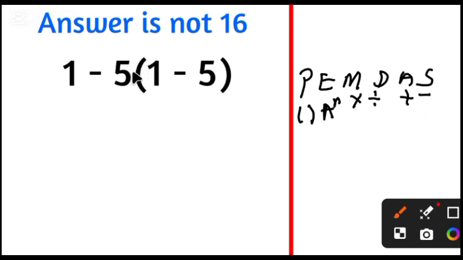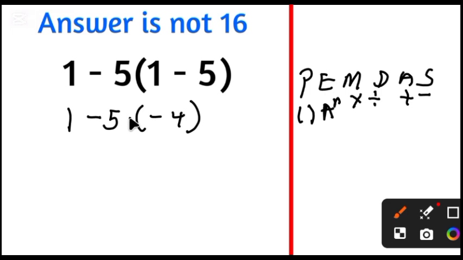Now, looking at the one in parentheses, we can see that we have 1 and minus 5. So 1 minus 5 will give us negative 4. So we have a new equation which is 1 minus 5, then negative 4 in parentheses. Now we have multiplication here. So we are going to be doing the multiplication before we do the remaining one.